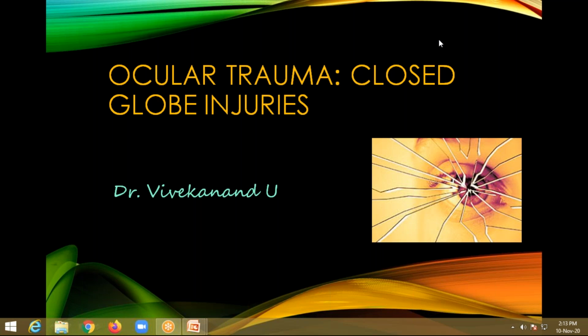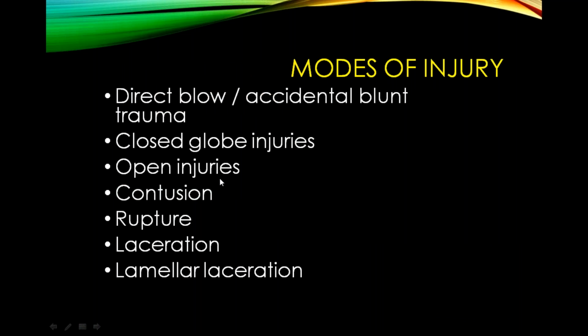So what are the various types of closed globe injuries which can occur? Now coming to the topic, what are the various modes of injury to the eye in general? There can be a direct blow, or an accidental blunt trauma, which is a closed globe injury, or there can be an open injury. Open injury means it could be either a penetrating trauma or a perforating trauma.